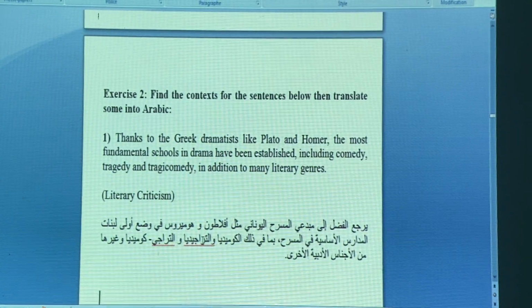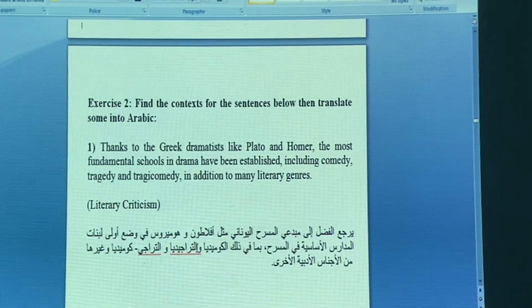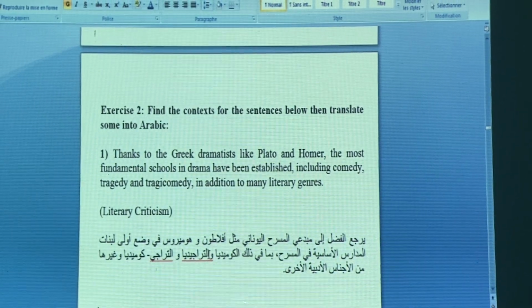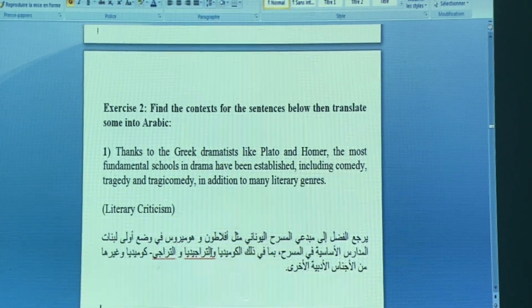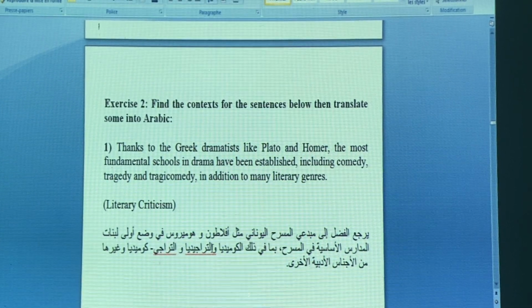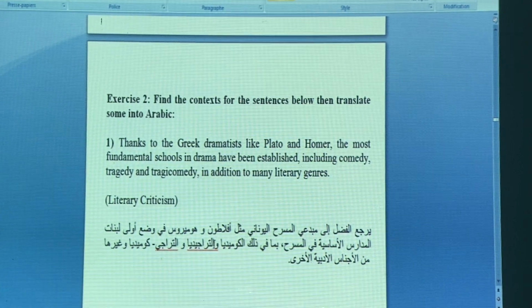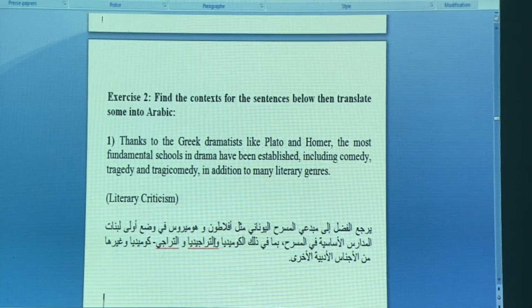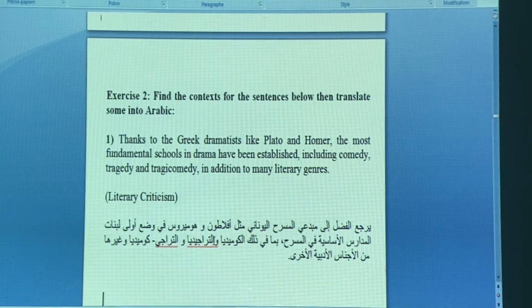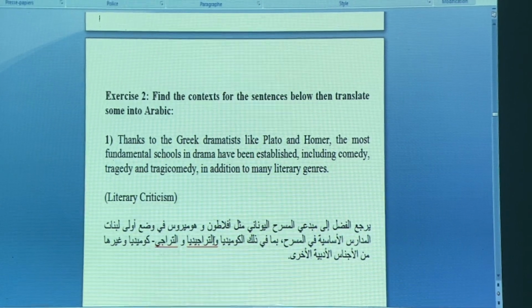For the word tragedia and tragicomedia, these are borrowed words. Now they are used in Arabic, but they are normally borrowed from other languages. The right word for tragedia is al-ma'sat, but nowadays literary critics use them as such. They are borrowed from English and they are used in Arabic as such. A tragedia, a tragicomedy, al-comedia, etc.